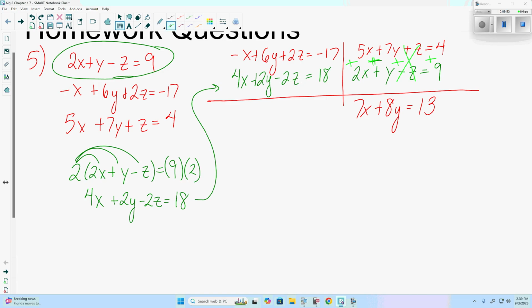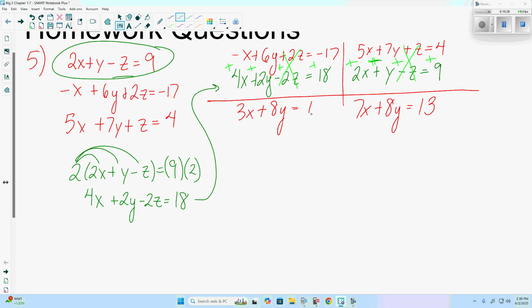Now again, at this point, we want the z's to eliminate. 2z plus negative 2z. 2 plus negative 2 is indeed 0. Since adding those two gets z's to cancel, we're going to add the rest. Negative x plus 4x is 3x. 6y plus 2y is going to be plus 8y. Negative 17 plus 18 is 1.